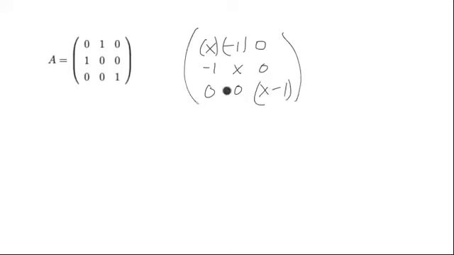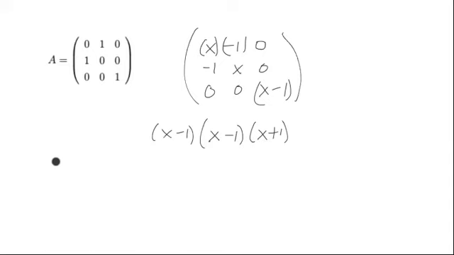So we take a cofactor expansion on the bottom row to take a determinant of this. So this multiplied by the determinant right here. That would be x minus 1 times, and that looks like x squared minus 1, which actually factors as x minus 1 times x plus 1. So we're taking a look at this. It's in factored form.